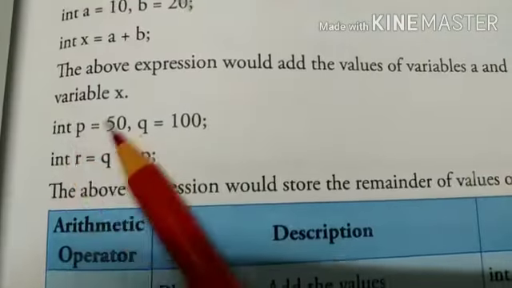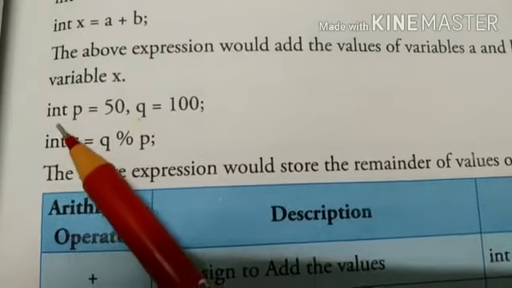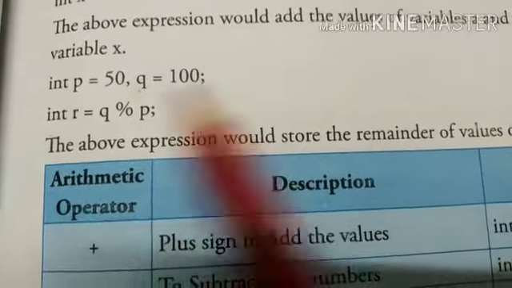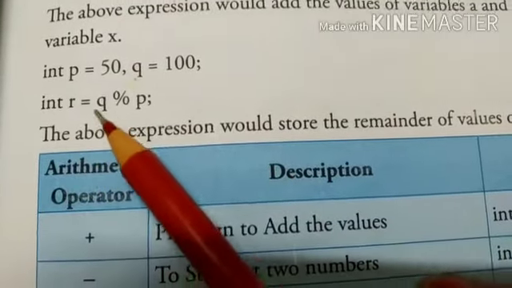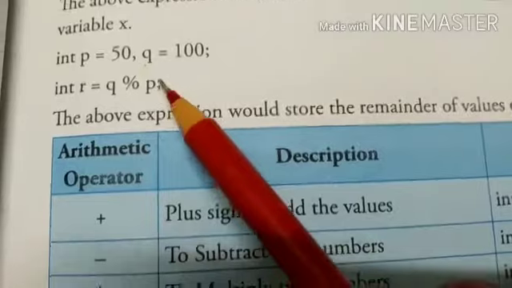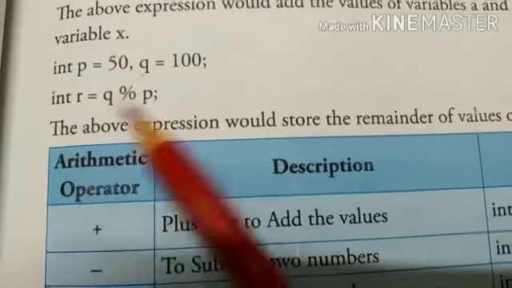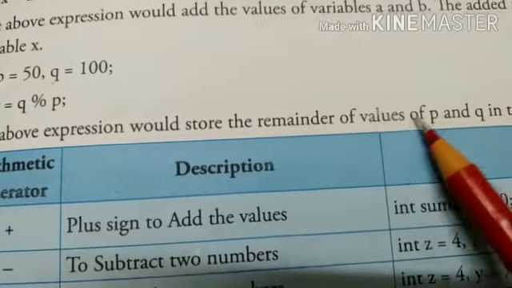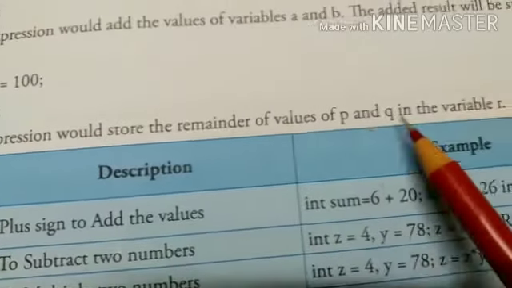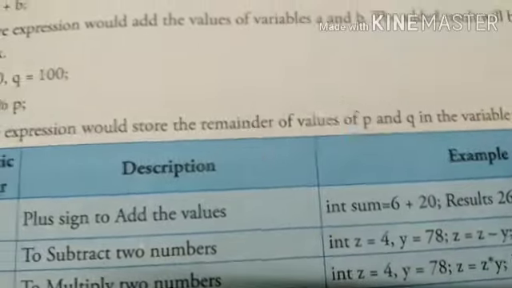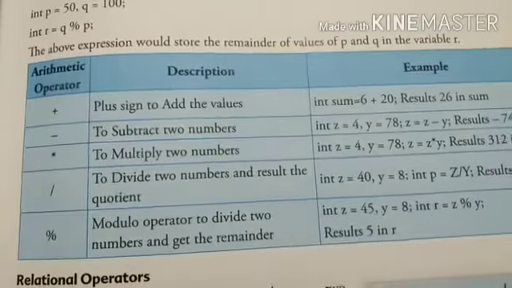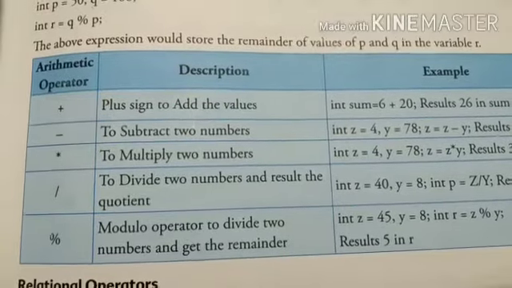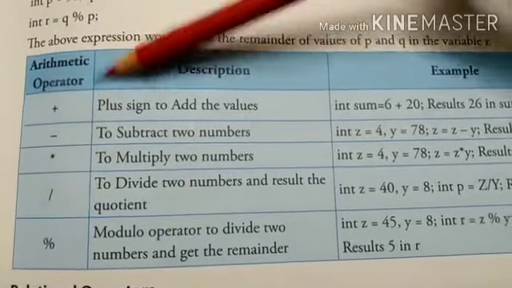Now let us concentrate on another example. Here it is int p equals to 50 and q equals to 100, then a semicolon is there, and int r is equal to q mod p. Here also a semicolon is given. So the above expression would store the remainder of the values of p and q in the variable r.